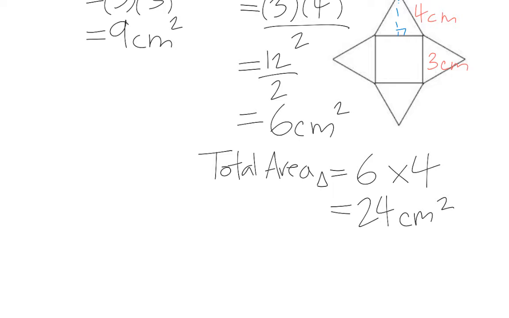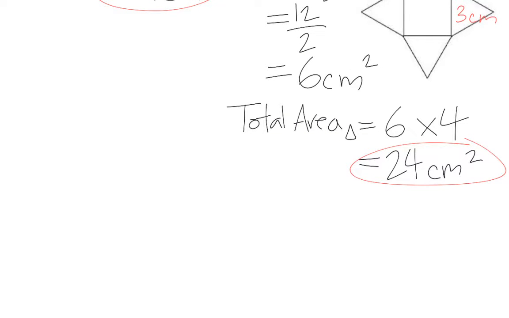Therefore, we can take this number, which is the area of the base, and this number, which is the area of the triangular sides, and we can add them up to figure out the total area, or the total surface area of the pyramid, I should say. So let's go ahead and make a note about that.